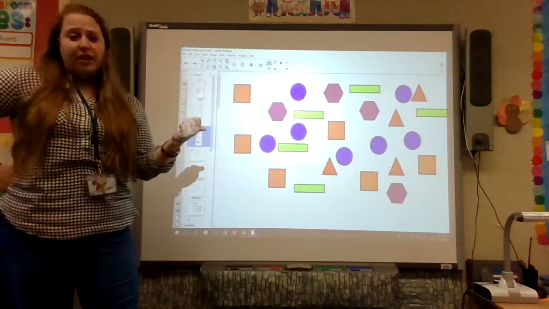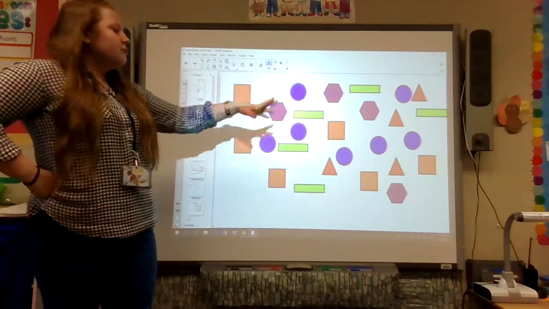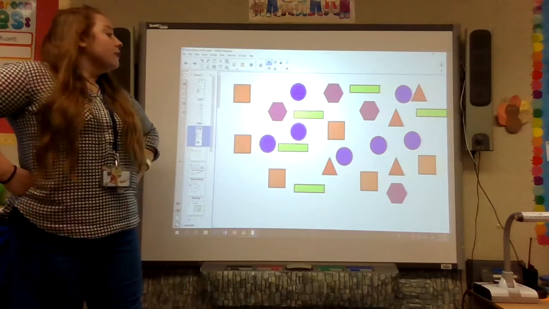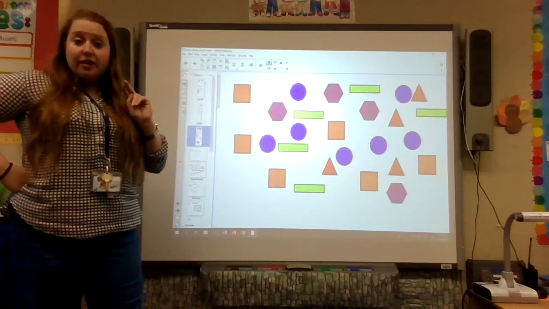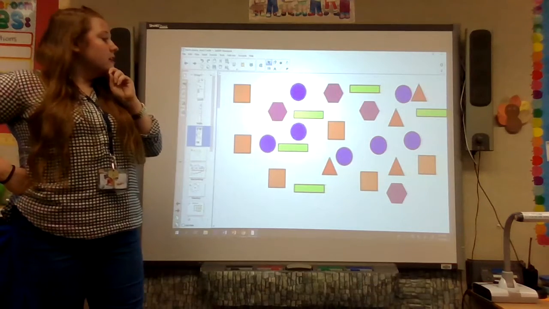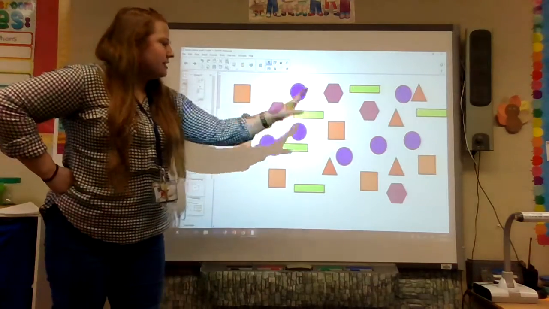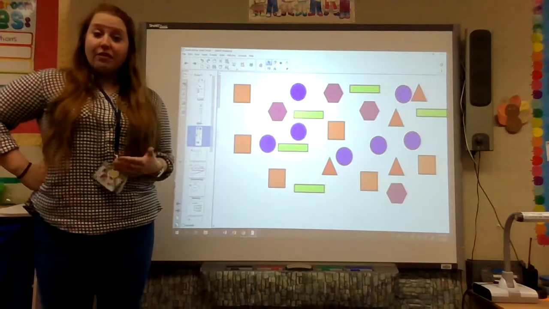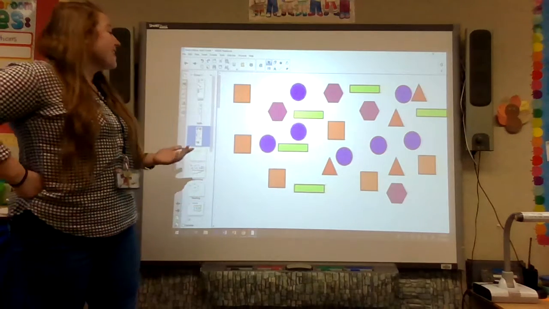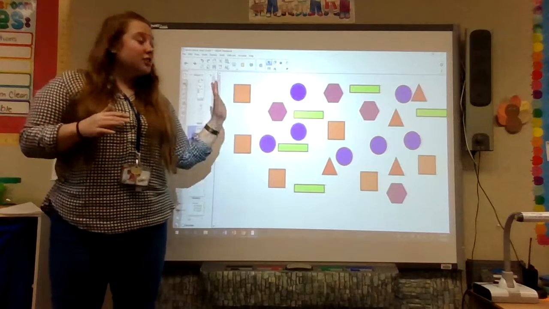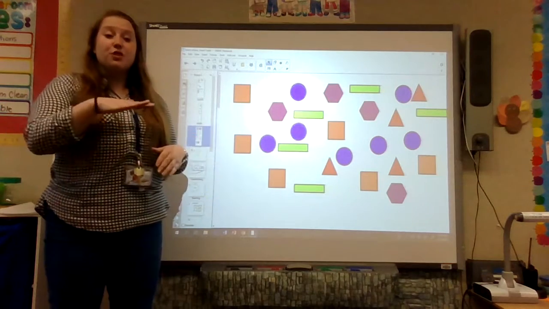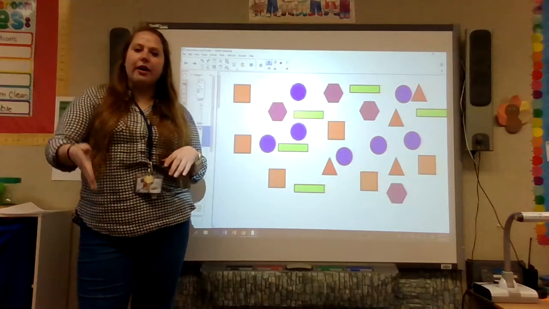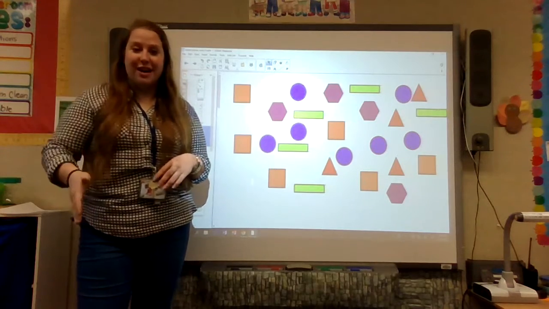I could count them, but it's a little confusing because they're all mixed together. I could match them, find some pairs. Okay. If I'm drawing my lines all through this, that might get a little messy too. I could put them in a line. Great. Now we've been putting our shapes or our different sets into rows, side to side. Today I want to try putting them into a column, up and down.